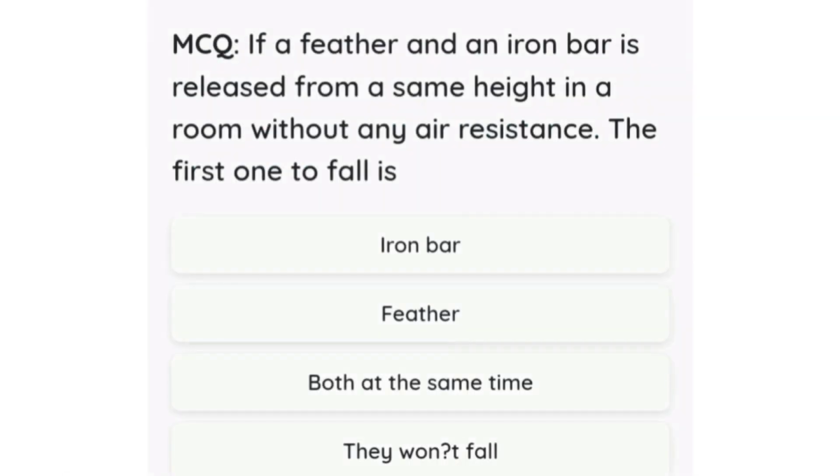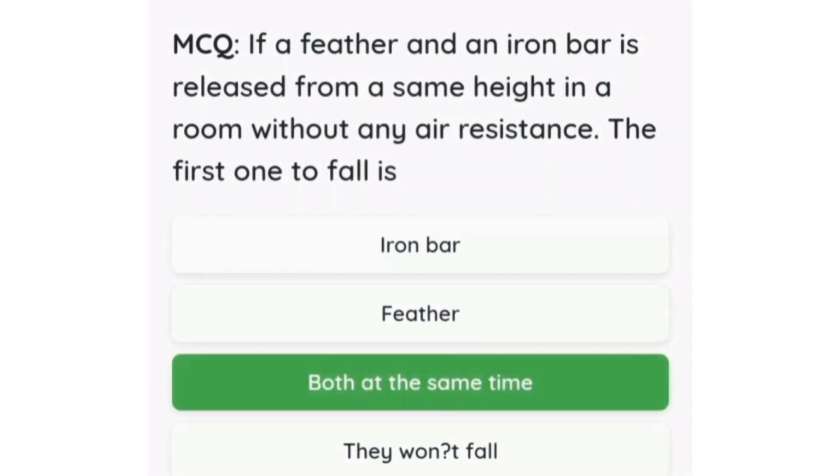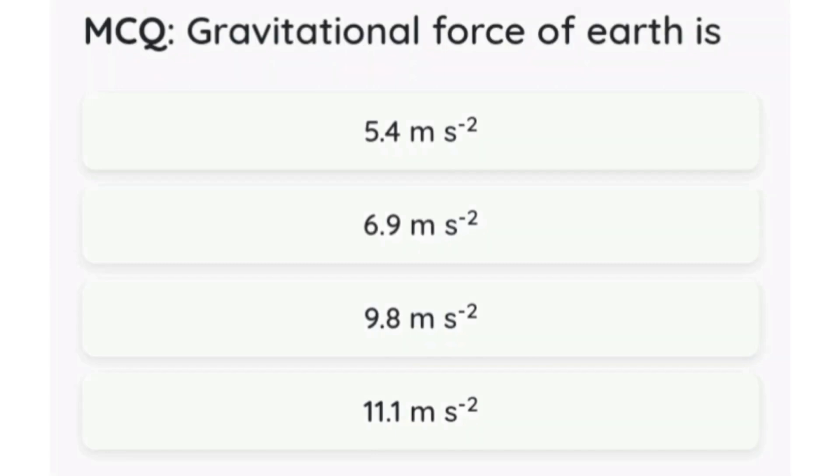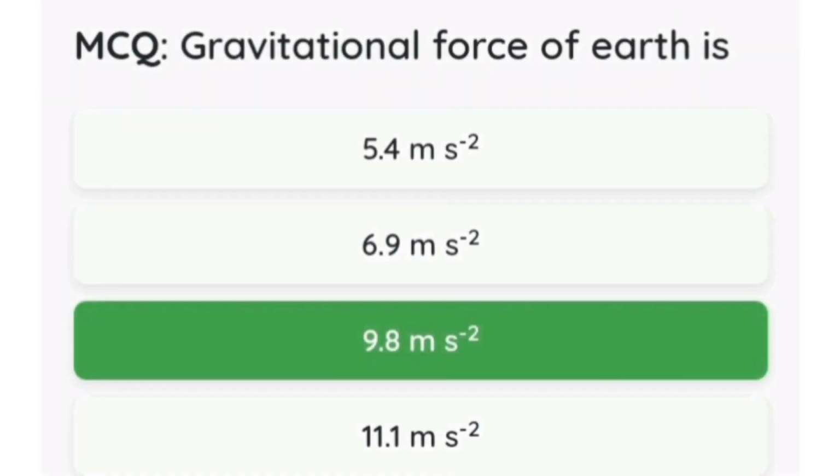So next we have: if a feather and an iron bar are released from the same height in a room without any air resistance, the first one to fall is? The right answer is both at the same time, because in the absence of any kind of resistance, both objects will fall at the same time. So next we have the gravitational force of earth. The right answer is the value of g, which is equal to 9.8 meters per second squared.